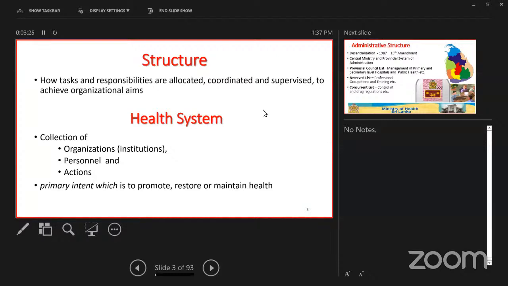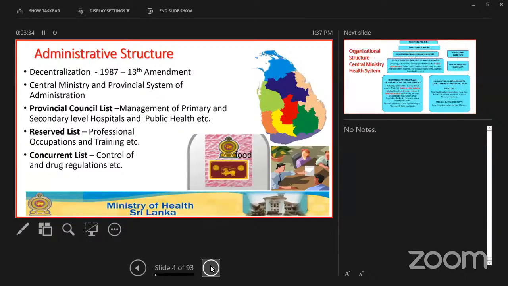So basically, the administrative structure of the Sri Lankan health system emerged from the constitution. The main thing that governs the structure is decentralization. In 1987, there was a decentralization under the 13th Amendment of the Constitution, which is a very famous part of the constitution in this country. The structure was decentralized. The existing structure is mainly based on this 13th Amendment of 1987.